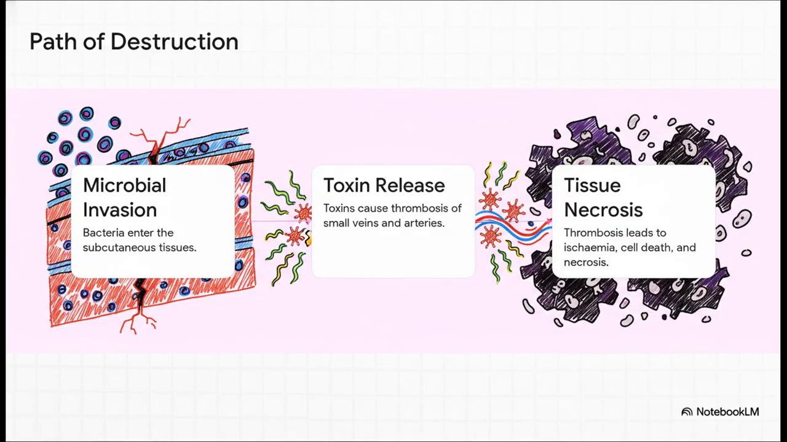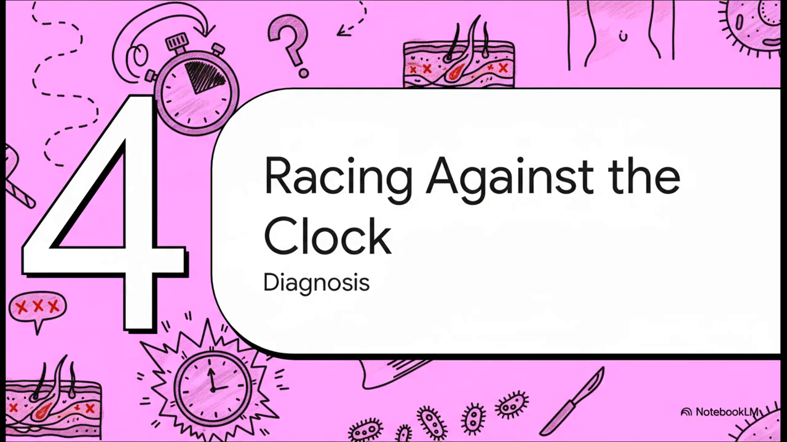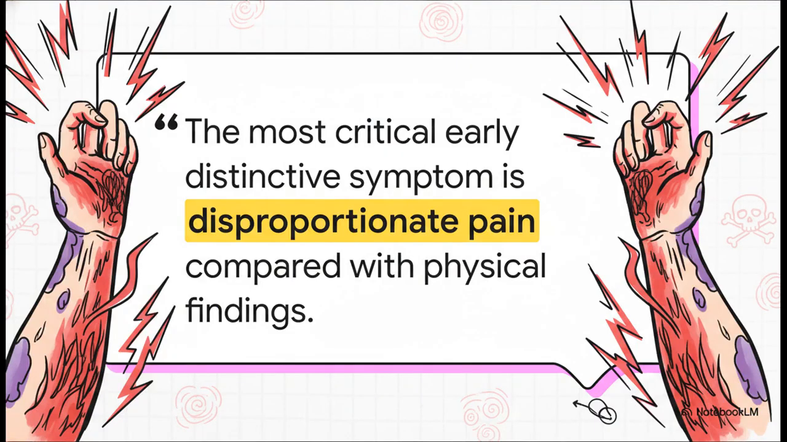It's this awful 3-step chain reaction. First, the bacteria get in. Then, they start pumping out toxins. These toxins cause tiny blood clots to form in all the small vessels that feed the area. And once that blood supply is cut off, you get ischemia, which leads to massive tissue death, necrosis. Which brings us to the million-dollar question, doesn't it? If the early signs on the skin are so misleading, how on earth do you catch this thing before it's way too late?